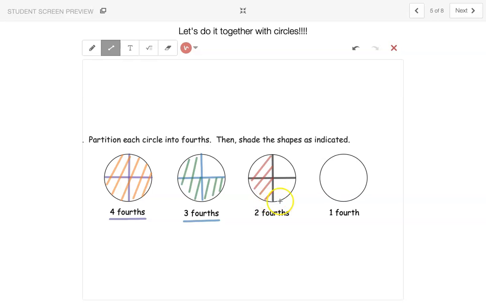Here we go. And once again, we are going to partition our circle into fourths. So we have our vertical line, our horizontal line, and it says shade 1/4. So 1 out of the 4. That's it. Okay, that's what it told us to do.